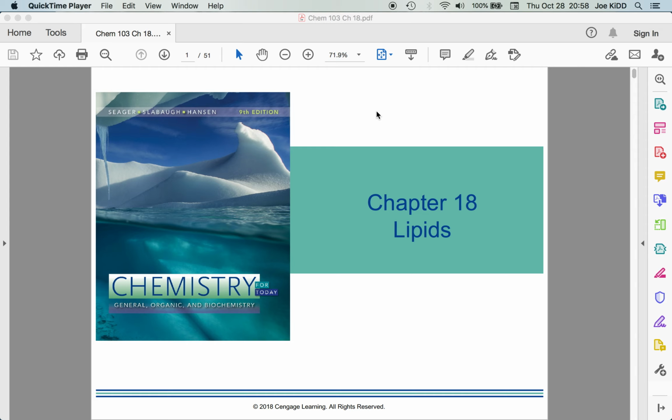Hi folks, and today we'll be discussing chapter 18, which is the concepts of lipids. So last chapter we spoke about carbohydrates, which was our first macromolecule. This is the second macromolecule that we'll be discussing, lipids.